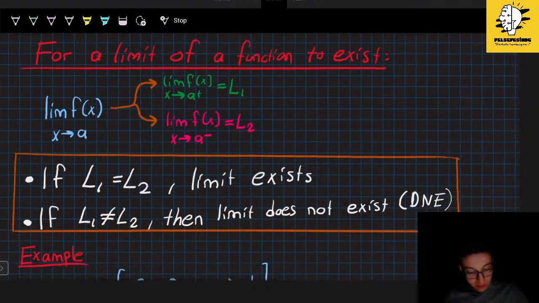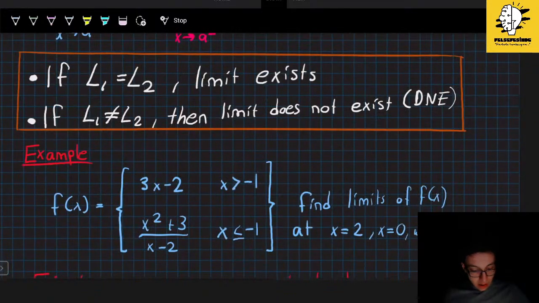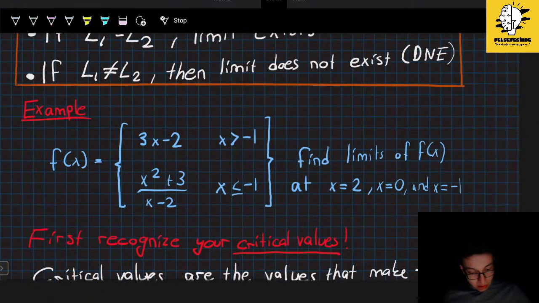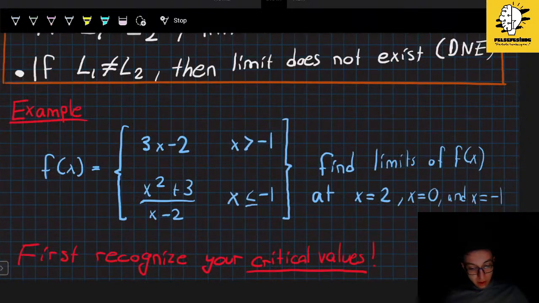Let's see. We have an example over here. As you can see, this is, how can I say, a partial function. So it is divided into sides. What did we call it again? Do you remember that? I think it was piecewise function. Piecewise, right? Yes, piecewise functions. So we have two conditions in one function. They follow each other. So it says find the limits of this piecewise function at x is equal to 2, 0, and minus 1.